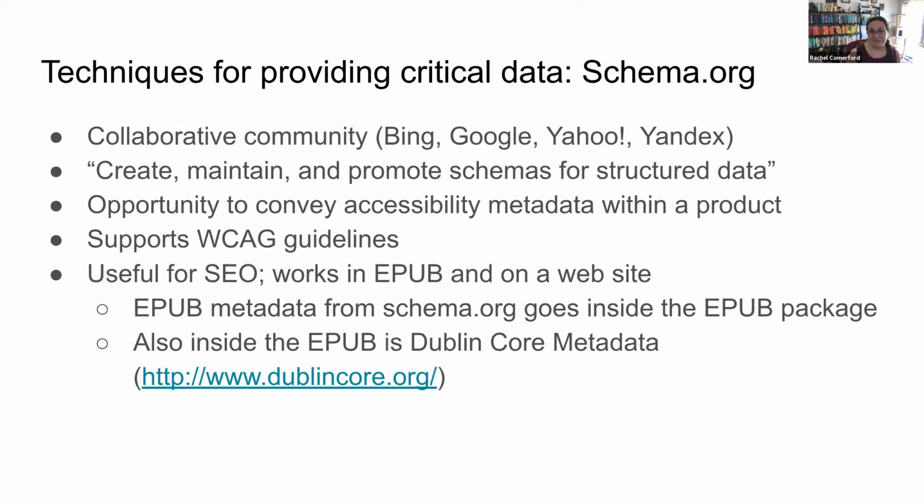Schema.org can be used to convey accessibility metadata, and that metadata supports WCAG, the Web Content Accessibility Guidelines. One of the things that makes schema.org metadata unique is that it's included inside the EPUB file, along with some Dublin Core metadata.